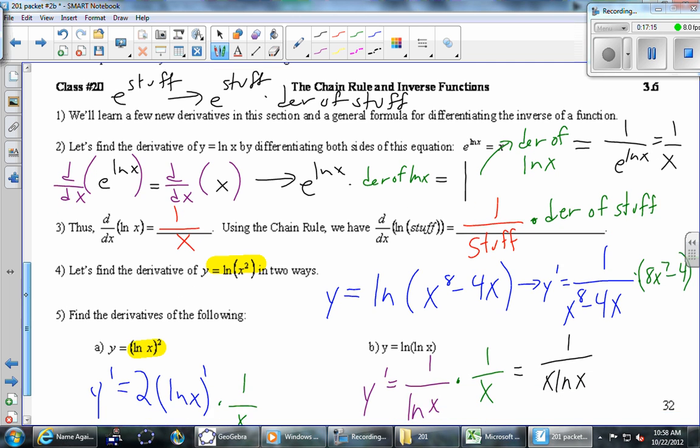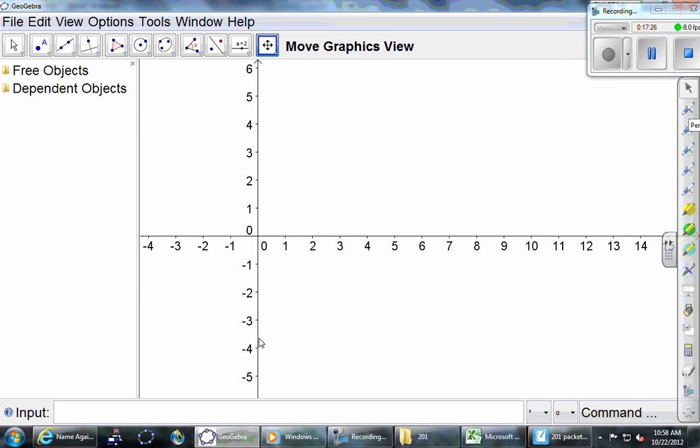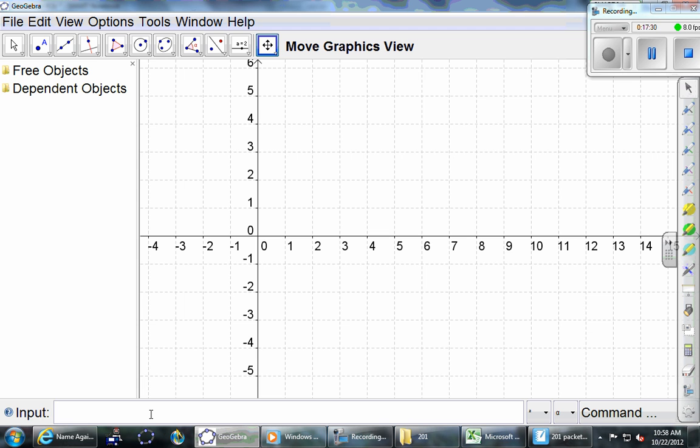Okay, so that is that. Let's move on to the next page. And we're just going to take a real quick look at GeoGebra. So I'm going to start from a clean sketch in GeoGebra just like this. View the grid. All right, so I want to graph ln of x, regular ln of x.